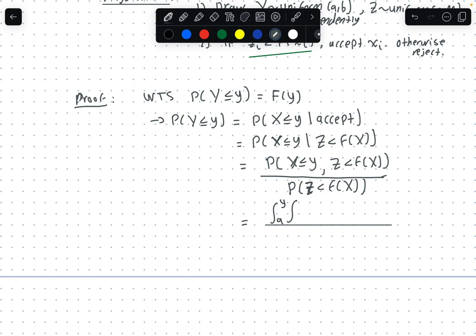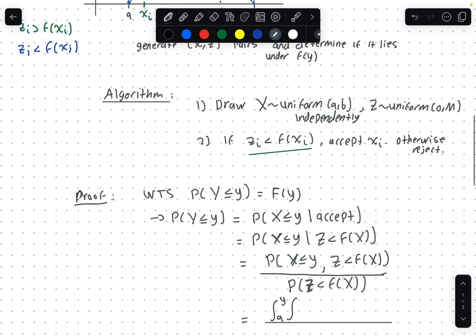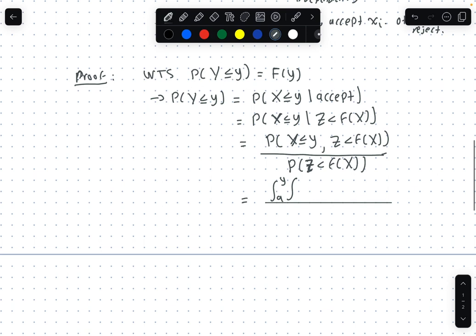And for the second part, z goes from 0 to m. So we'll have the integral from 0 to f of x. The density for z is going to be 1 over m dz. And for x, well, it's defined from a to b uniformly, so the density will be 1 over b minus a. And then we'll have our dx.